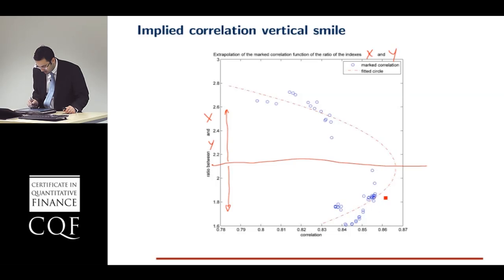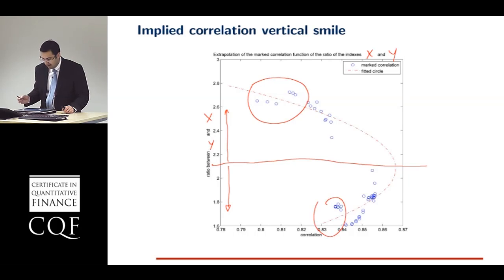So the closer the implied correlation is to this ratio, the higher the correlation, and the bigger the spread between these two things, the smaller the implied correlation. This is because the traders expect some sort of correction to occur in these zones here and maybe here, and have a tendency to price correlation a bit lower than what it ought to be in this region.